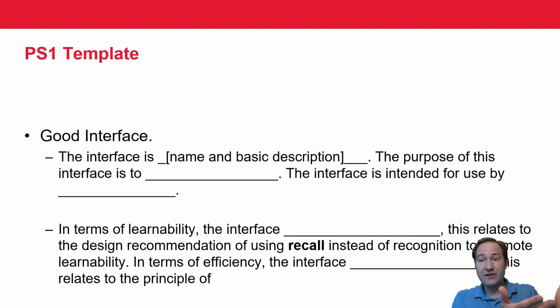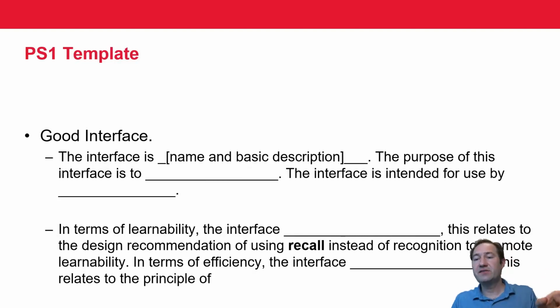So then, once you do learnability, and you can see that's a really short little bit about learnability, then you need to talk about one element of efficiency. So, in terms of efficiency, the interface does this, whatever. And that's how you describe the specifics of the interface, but then again, relate it back to the ideas and principles we talked about in class. So you'd say, this relates to the principle of blank. And again, specific from class. I didn't include safety on here. Safety will be coming up in today's video lecture, so you'll see those sorts of things. But again, I just really want to emphasize how relatively straightforward this is, so don't overthink it.